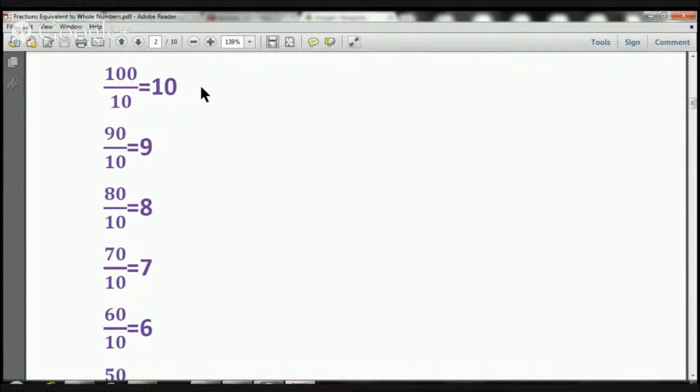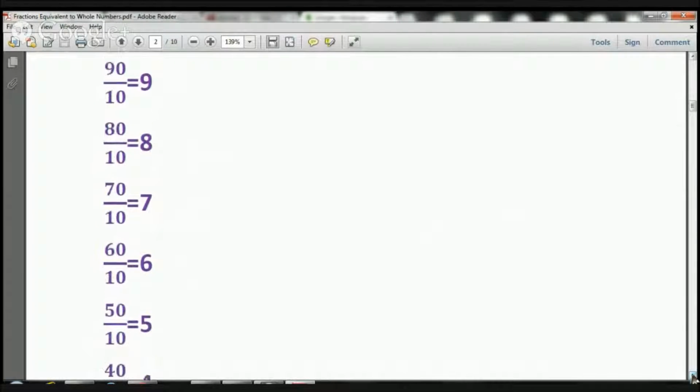100 over 10 equals 10. 90 over 10 equals 9. 80 over 10 equals 8. 70 over 10 equals 7. Let's move this slowly, okay? I learned my lesson last time.